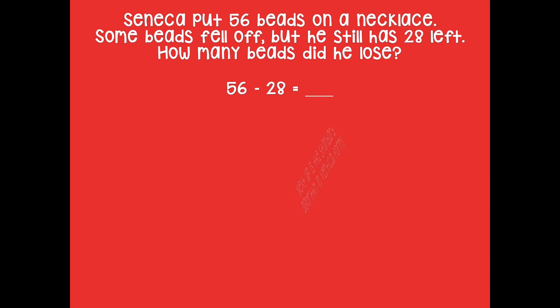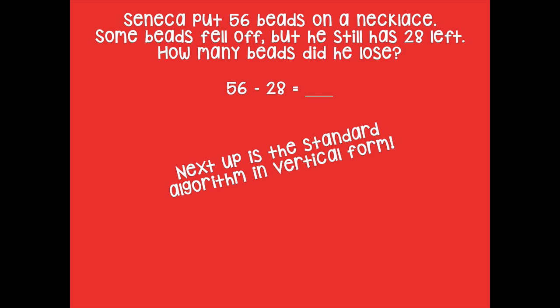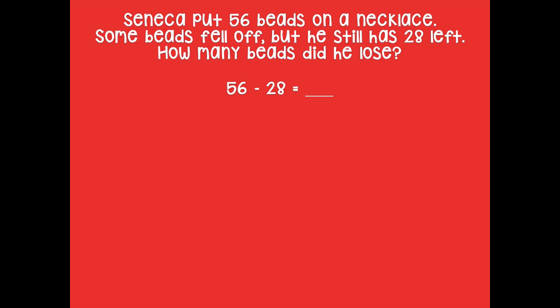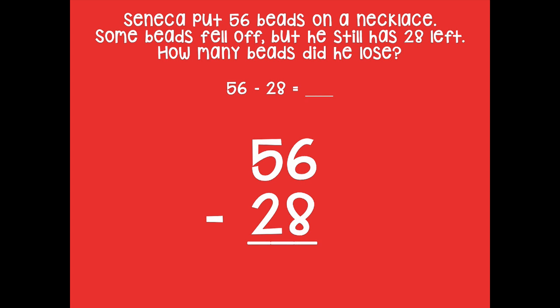All right, friends, next up is the standard algorithm with vertical form, okay? So it looks like this, right? We put our numbers on top of each other and make sure to line up your ones place and your tens place. If you don't have both digits in the ones place lined up together and both digits in the tens place lined up together nice and neat, you're going to get the wrong answer. So it's super important to line those up nice and neat.